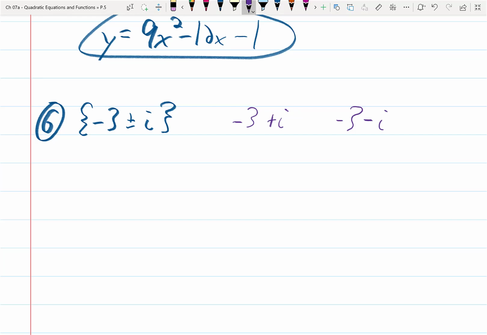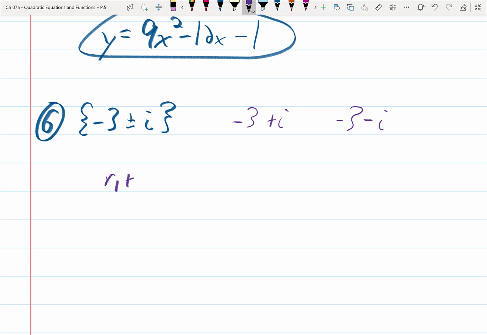Okay, look at me. Anytime you have complex numbers as roots, they will always be conjugates, for now.